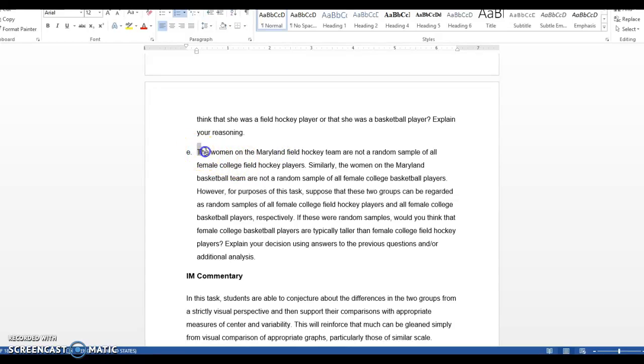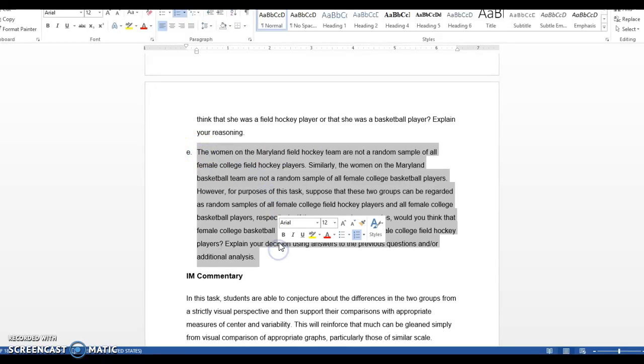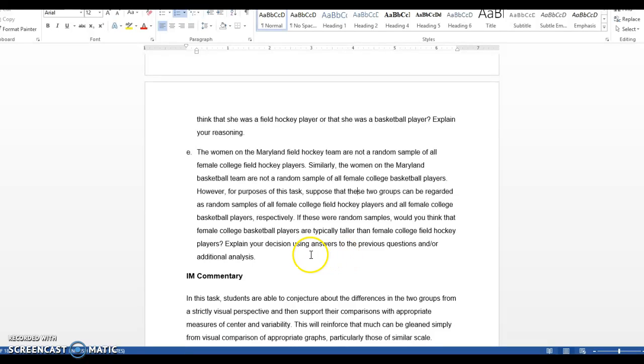So with this one as well, it kind of reminded me of the last task, having the students think a little bit more critically. If these are random samples, would you think that the female college basketball players are typically taller than female field hockey players? And explain your decision using the answers to previous questions and additional analysis.